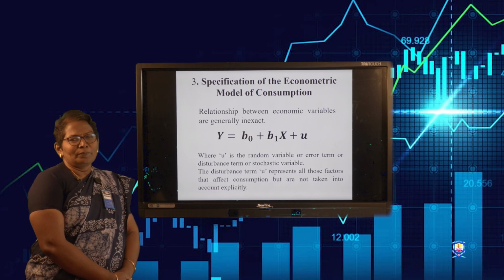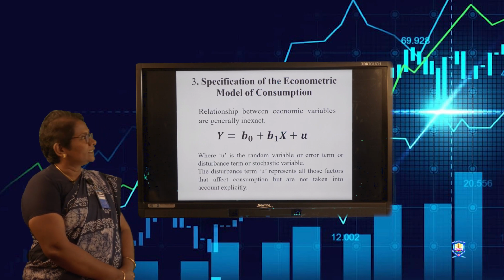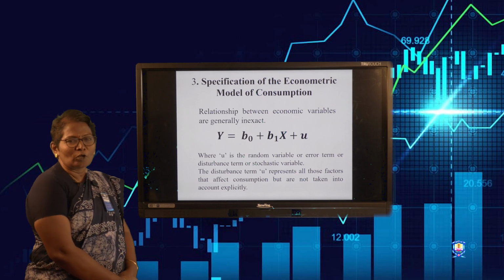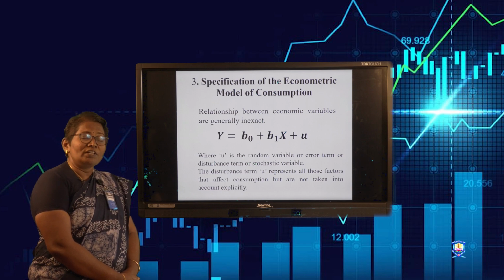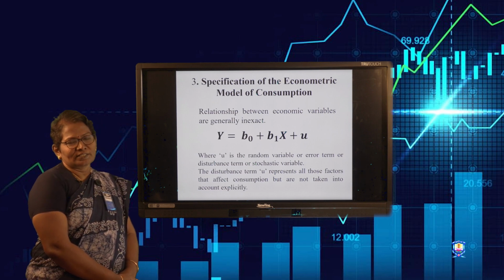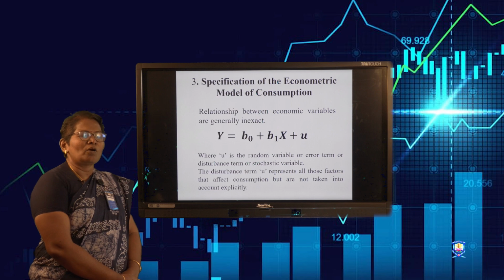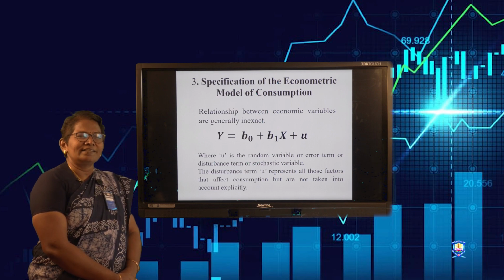So, the third step involved in the methodology of econometric research is specification of the econometric model of consumption. The mathematical model of consumption function may be of limited interest to econometricians, because the mathematical model assumes that there is an exact relationship between consumption and income.